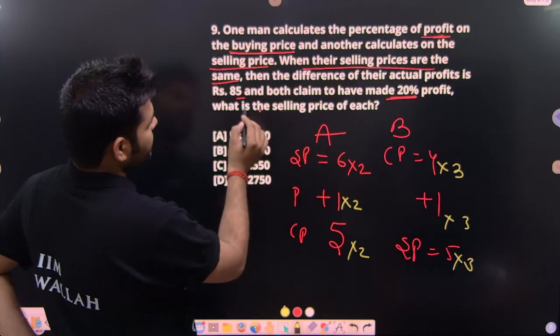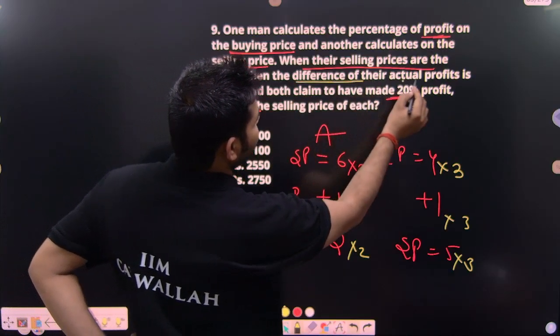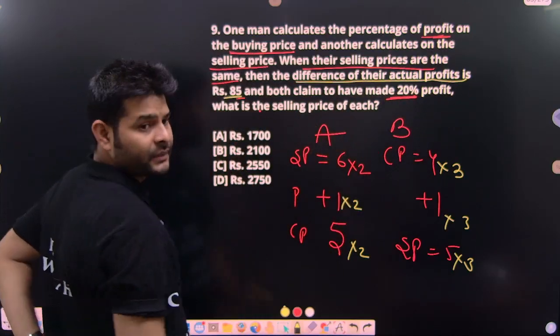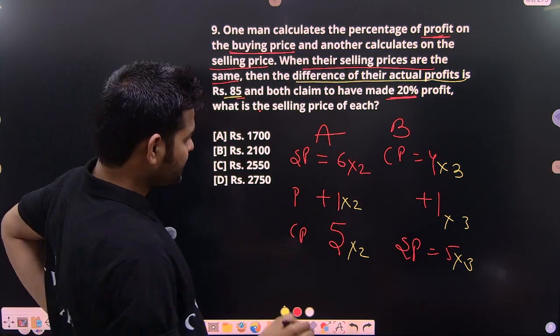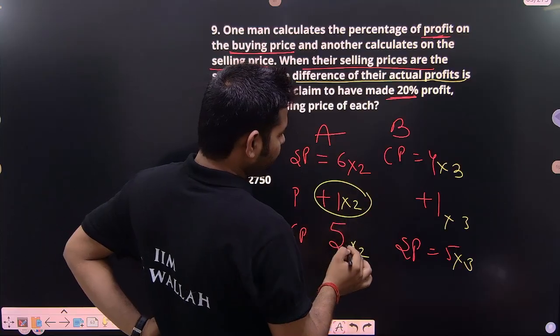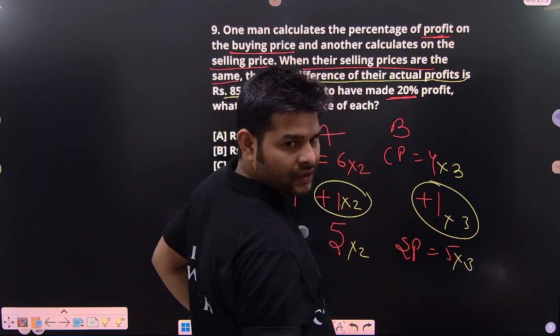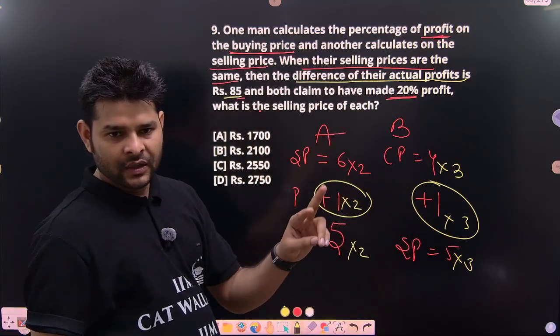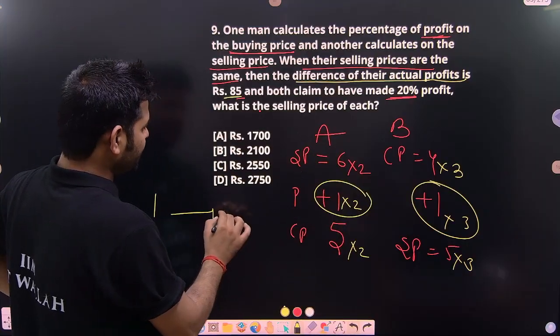The difference, guys. The difference of their actual profit is 85. Basically, here profit is 1 unit, here profit is 3 units. So here the difference is 1 unit. So 1 unit is going to represent 85 rupees.